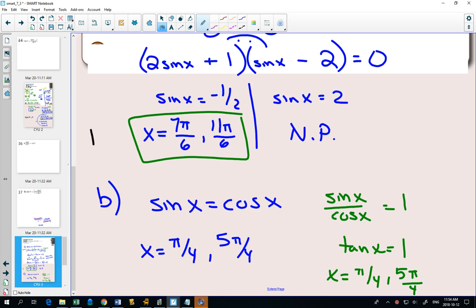Okay, question number 10. How far in the proofs did you get?